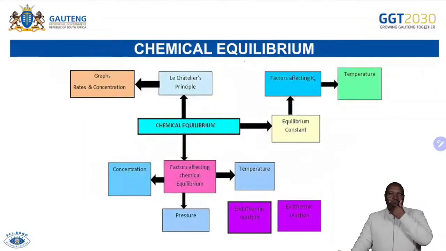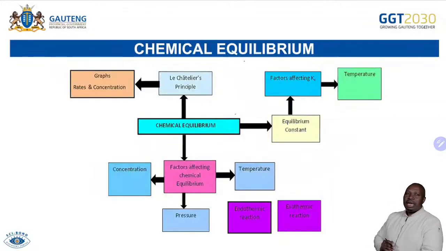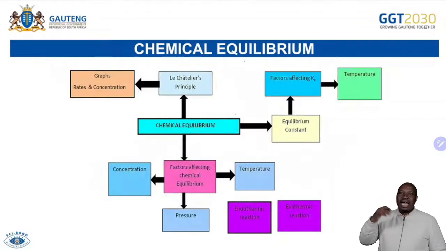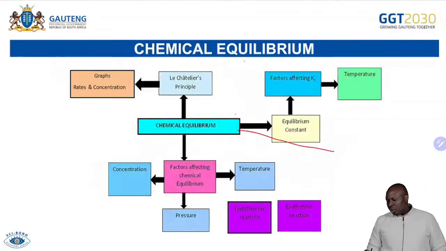Now, chemical equilibrium. The most important thing here under chemical equilibrium is the definition itself, to say what is chemical equilibrium. Define chemical equilibrium. Remember, we are defining according to the exam guideline. And according to the exam guideline, we are saying chemical equilibrium is the dynamic equilibrium. Don't forget, we're saying it's a dynamic equilibrium.